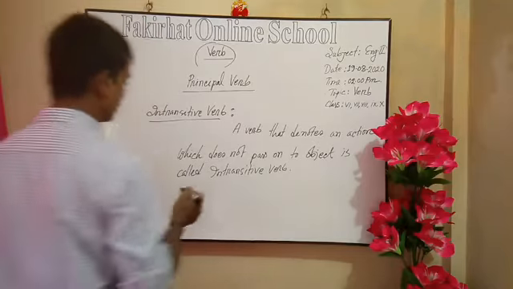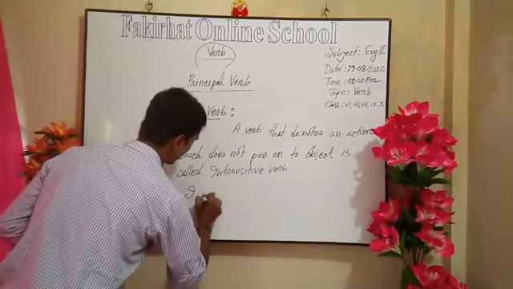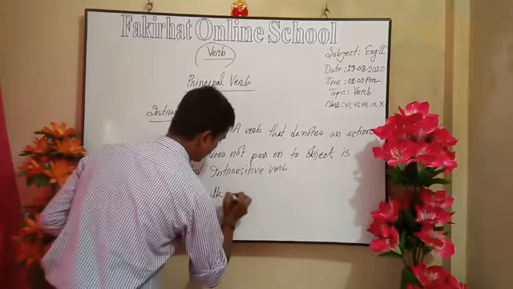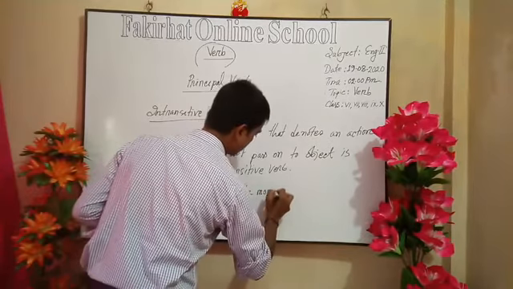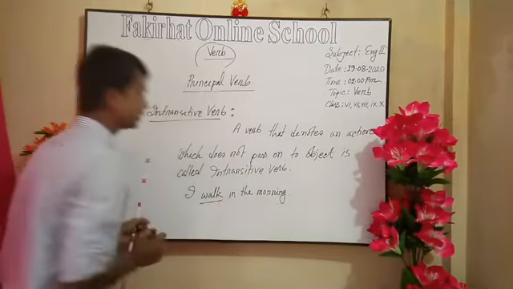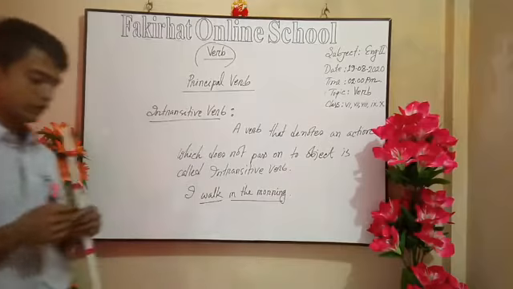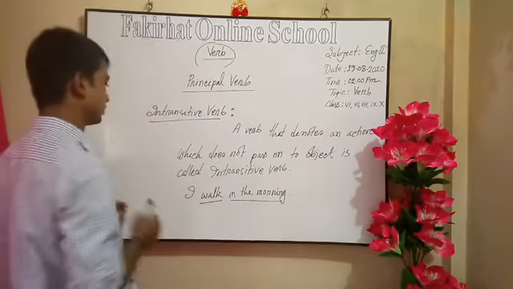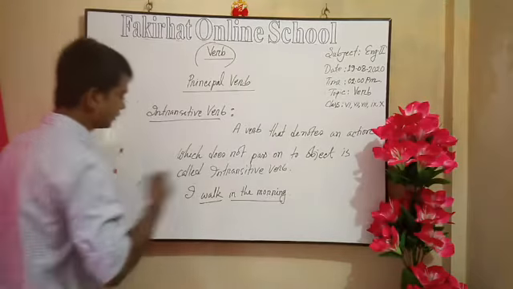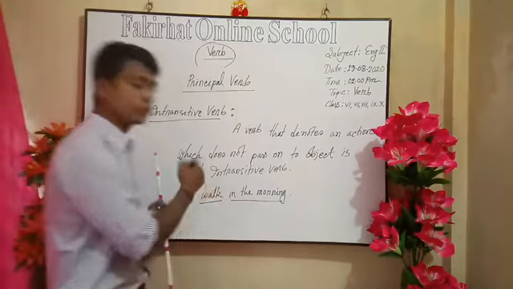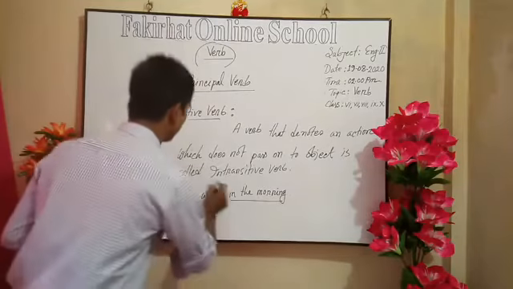Now, look at some examples of intransitive verbs. I walk in the morning. Here, in the morning is time. Sorry, this is time. I walk in the morning. Here, there is no object, and this verb needs no object. That's why this verb is an example of an intransitive verb. I hope you will be clear.